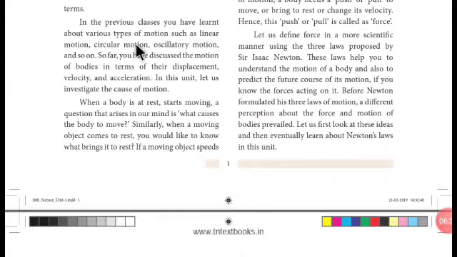In class 9th, you must have studied linear motion and circular motion. So oscillatory motion will be taught to you in 11th, I guess. Yeah, 11th. Okay, but here we will be studying more about linear motion and circular motion.